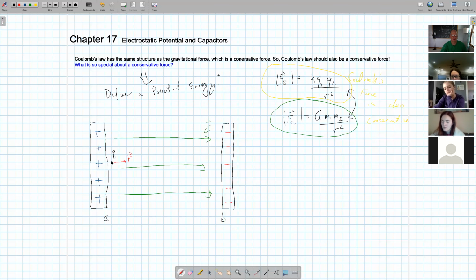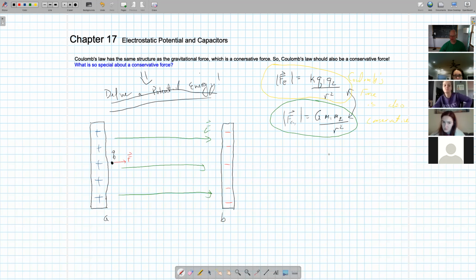So the fact that the Coulomb force is a conservative force means we can now define a potential energy based off of this Coulomb force. So we're going to add another type of potential energy. So far we have spring potential and gravitational potential, but now we can have this new type of potential, which is the electrostatic potential energy.